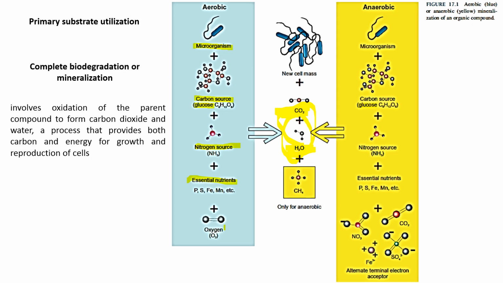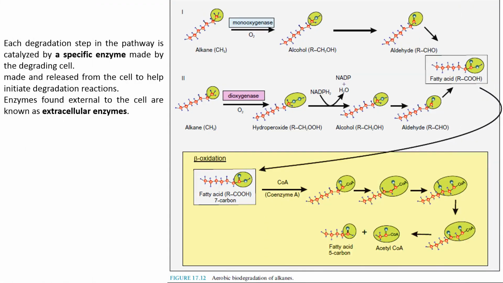In primary substrate utilization, the first step, most usually, is production of an extracellular enzyme. You can see how alkanes, which are common organic components found in organic pollutants, are handled. We can see the different enzymes they produce and how they convert them into carbon dioxide and water. We have alkane here, and two different types of enzymes, monooxygenase and dioxygenase, and ultimately they are converted into fatty acids.